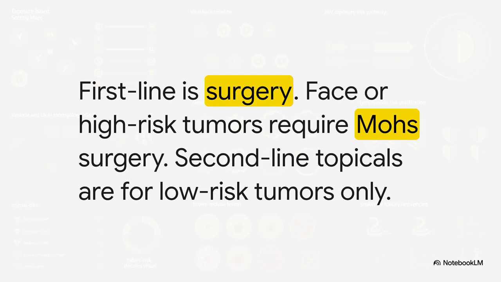Mohs is great because it allows for maximum tissue conservation while confirming clear margins microscopically. Second-line options like topical fluorouracil or imiquimod are strictly reserved for low-risk, superficial tumors located on the trunk or extremities, specifically in patients where surgery is otherwise contraindicated.